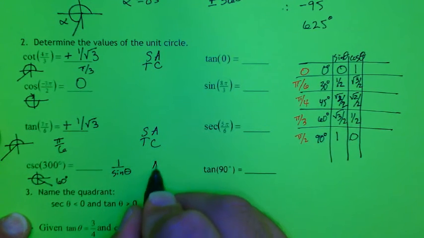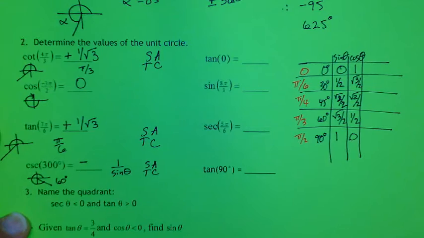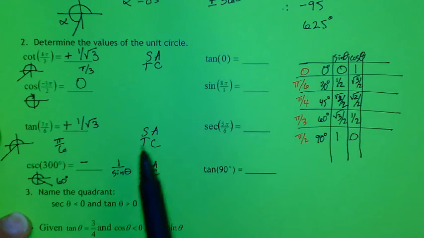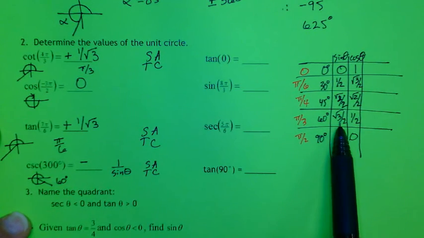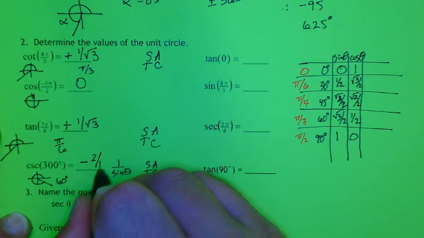Right? All spiders taste crunchy. So negative in that quadrant. And I come over here and I say, okay, 60 degrees, and set this up. 60 degrees, sine is negative, so negative 2 over root 3 would be the reciprocal.